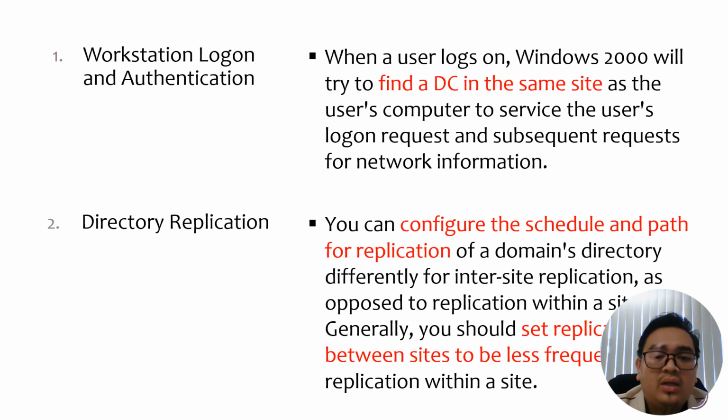Workstation log on and authentication is when a user logs on and Windows 2000 will try to find a DC in the same site as the user's computer to service the user's log on request and subsequent requests for network information. For directory replication, you can configure the schedule and path of the replication differently for inter-site replication as opposed to replication within the site, and generally you can set the replication between the sites to be less frequent than replication within the site.